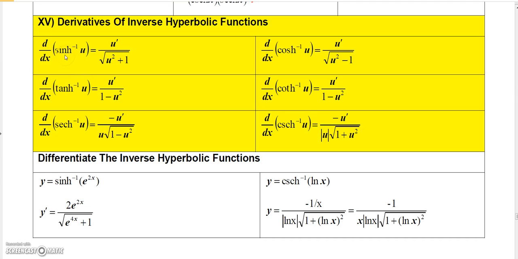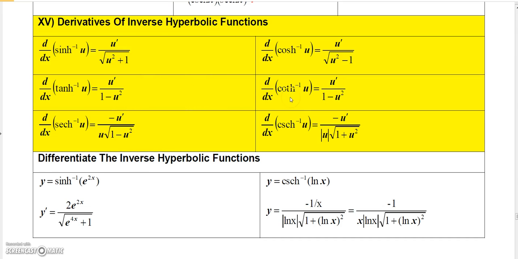So if you want to find the derivative of the inverse hyperbolic sine of u, there's a formula for that. It's u prime over the square root of u squared plus 1. Now for the inverse hyperbolic cosine of u, the derivative would be u prime over the square root of u squared minus 1. For the inverse hyperbolic tangent function, it's u prime over 1 minus u squared. For the inverse hyperbolic cotangent of u, the derivative would be u prime over 1 minus u squared.